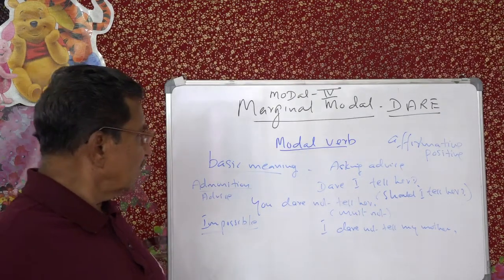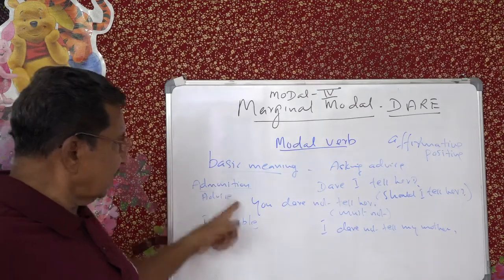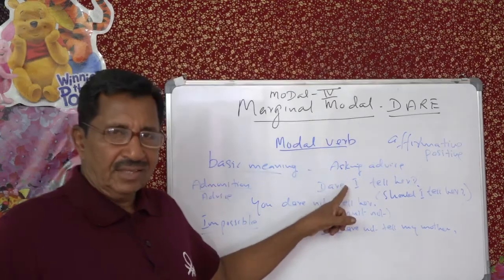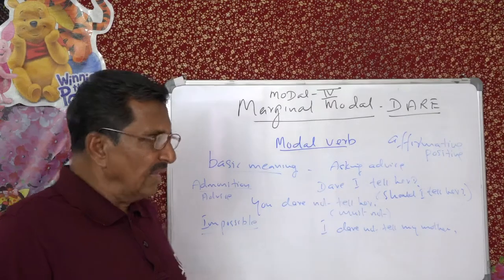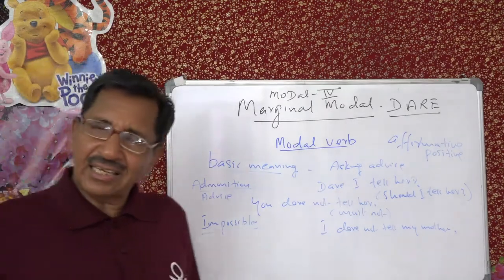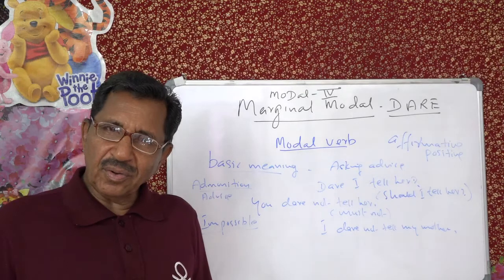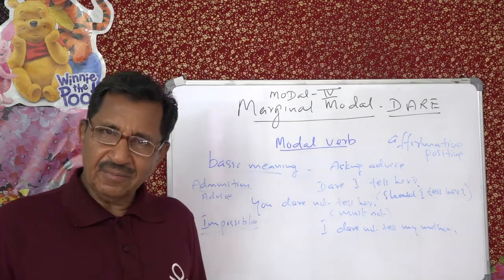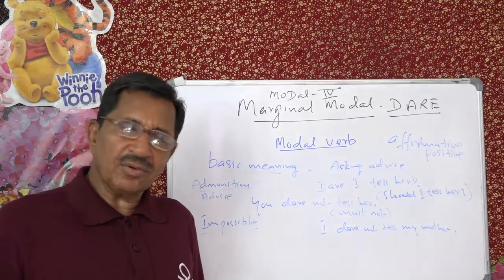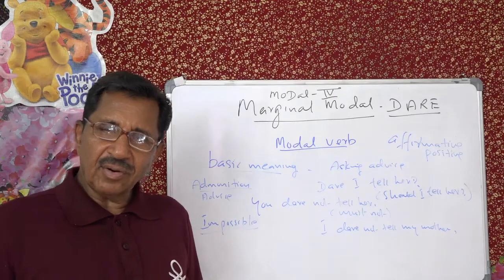And modal one, then you have the basic meaning of asking advice. You say like that, no? Would it be alright to tell her? See, dare I go there? Would it be alright to go there?